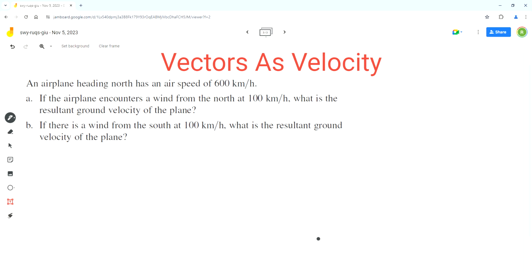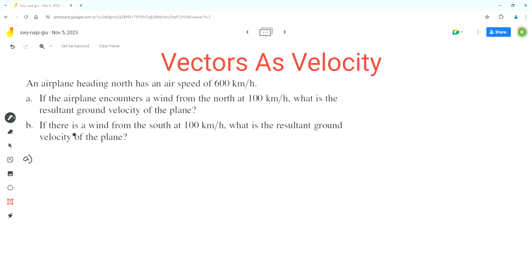So in this video, we'll solve this problem using the concepts of vectors as velocity. As per the problem, an airplane heading north has an airspeed of 600 kilometers per hour. In part A, if the airplane encounters a wind from the north at 100 kilometers per hour, what is the resultant ground velocity of the plane? So let's start with part A.